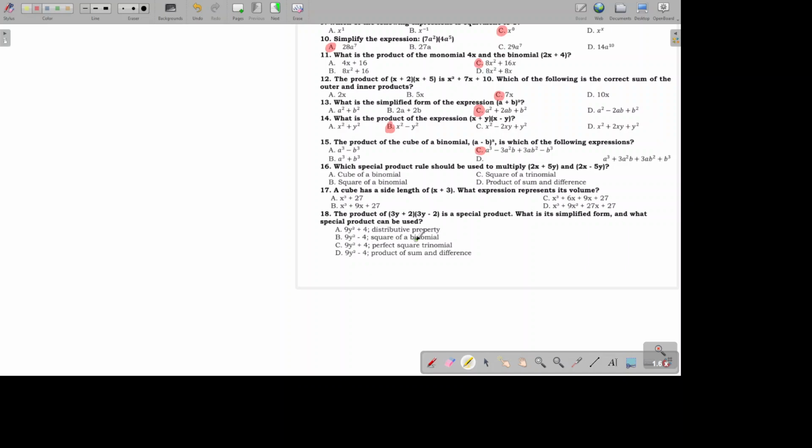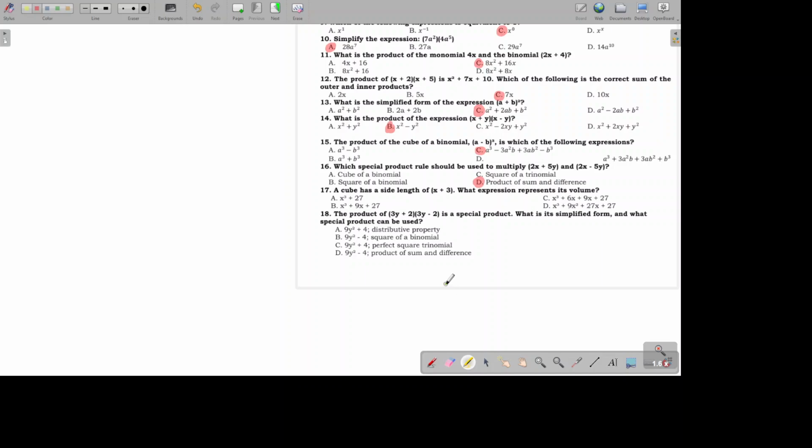Let's have number 16. Which special product rule should be used to multiply 2x plus 5y and 2x minus 5y? So since they are the same terms being added and being subtracted and being expressed as factors, then this is a product of sum and difference. Letter D. You just have to be familiar with the terms. Since you're multiplying, that's the word product. Since one is being added, that's the sum. And since you're subtracting, that's the minus. That's why that's the answer.